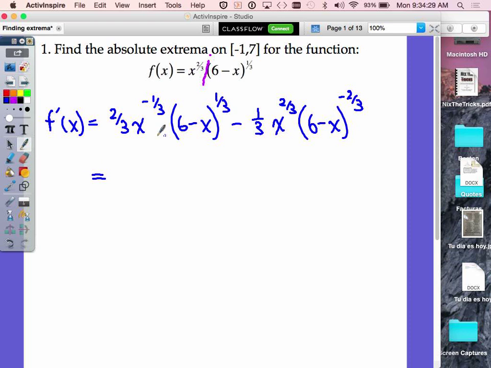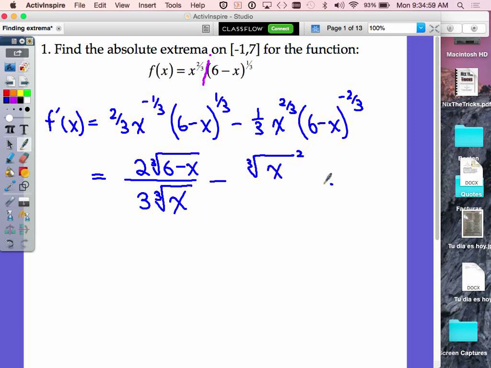So I would take this piece and move it to the denominator, and I'm going to be left with here in the denominator a 3 times the cube root of x. And in the numerator I've still got this 2, and now I've got the cube root of 6 minus x. That's a little bit easier to see. I'm going to do the same thing with the other side. Here I'm going to have in the numerator a cube root of x squared, and in the denominator a 3 times the cube root of 6 minus x all squared. That's going to be a little bit easier when I try to solve it, I think.